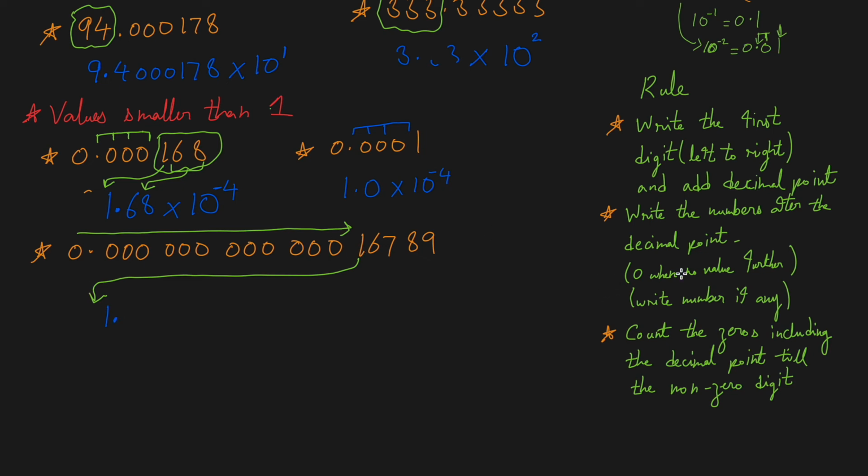So second rule, 0 when no value further. Well, we don't have any zeros or any value further. So we have 6 7 8 9. So right, the second rule, the second condition: write number if any.